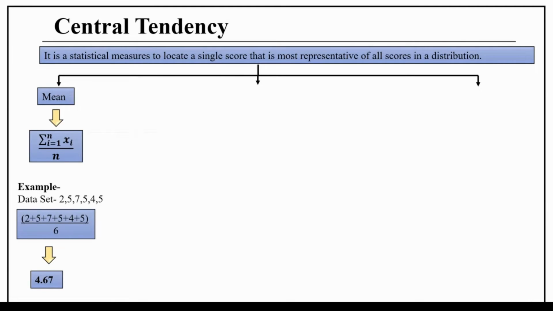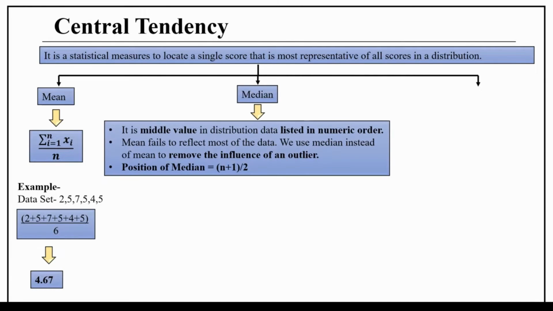Now let's move to our next important measurement, that is median. What is median? It is the middle value of distribution data listed in numeric order. Why do we use median instead of mean? Because mean fails to reflect most of the data, and we use median instead of the mean to remove the influence of outliers. And how do we calculate the position of the median? It is calculated by using a simple formula, that is (n plus 1) divided by 2, where n represents the number of observations. Here, let's take the example.